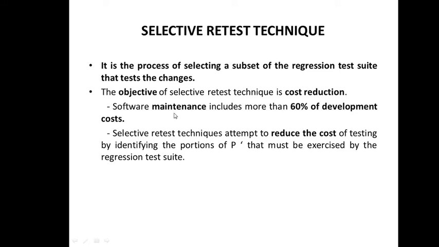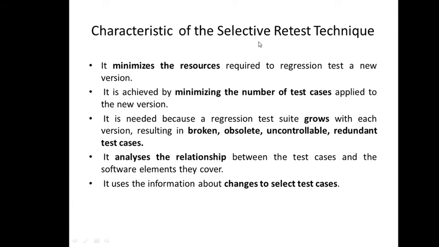Now regression testing is carried out during the maintenance, and we know that 60% of the development cost is involved in the maintenance only. So anyhow, we have to reduce the cost. That is why we have used this technique, the selective retest technique, where a subset of the regression test suite will be identified. It attempts to reduce the cost of testing by identifying the portion of P dash that must be exercised by the regression test suite. That means the entire program will not be tested. Only the portion of P dash where the change has been implemented will be executed with the test suite. Right?